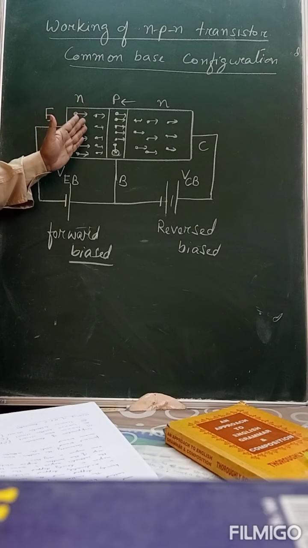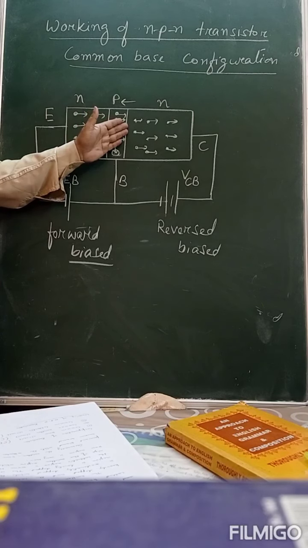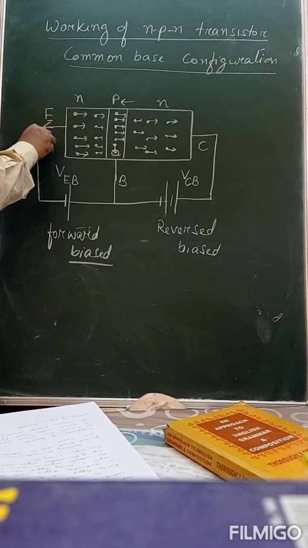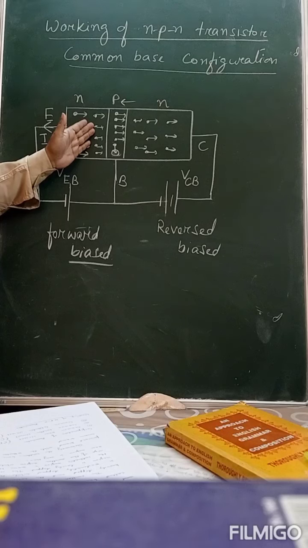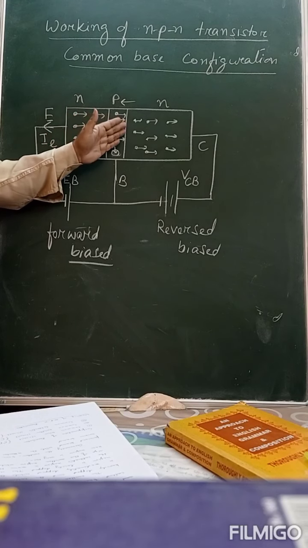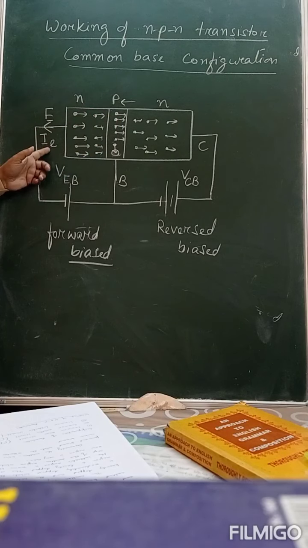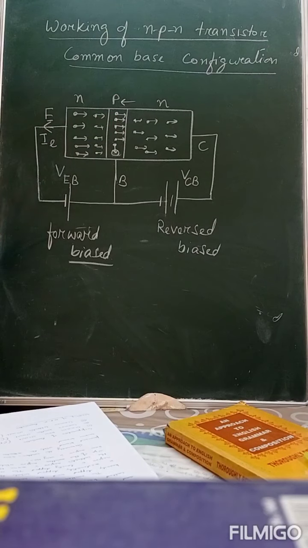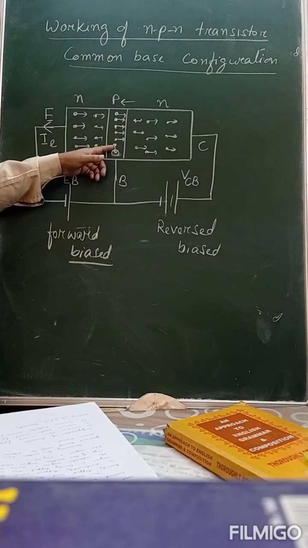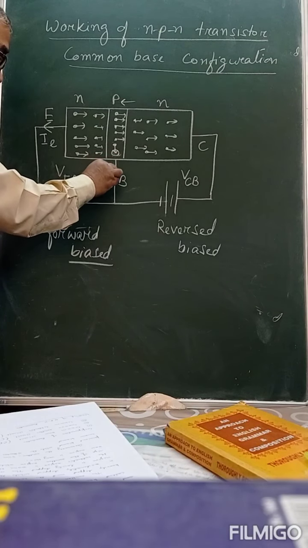How many electrons move from emitter to base? 10 electrons move from emitter to base. So therefore, this is the direction of emitter current. Since electrons move like this, the direction of current will be like this. One electron is collected in the p-type base and moves like this. So therefore, this is the base current.